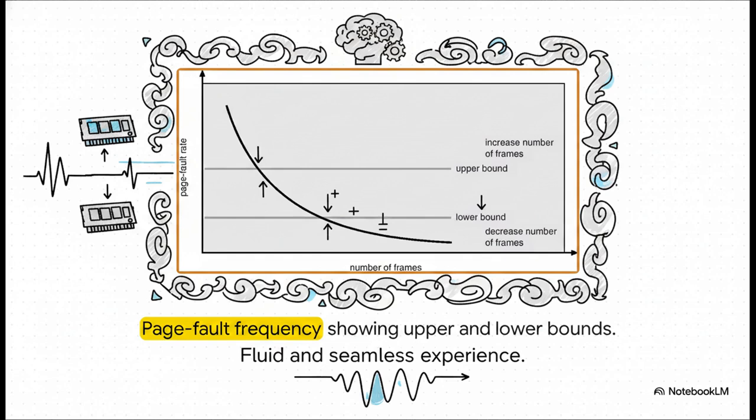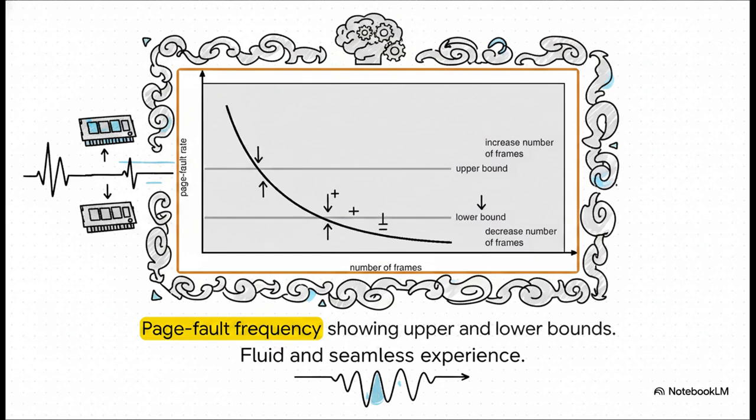It establishes an upper bound and a lower bound for page faults. If an app starts faulting too much and crosses that upper limit, the OS dynamically gives it more frames. If it drops below the lower limit, the OS quietly takes frames away to use somewhere else. It is literally breathing, shifting, and reallocating resources on the fly to keep your experience completely seamless.